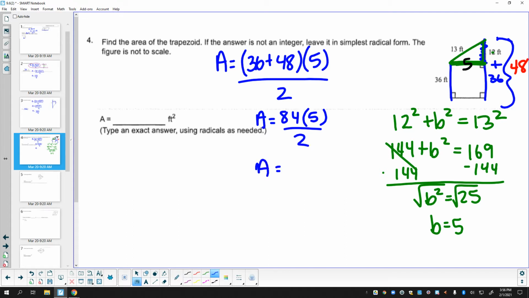If I multiply 84 and 5, that's going to give me 420, and I need half of that. Okay, so my final area is going to be 210. And that finishes up the first page.